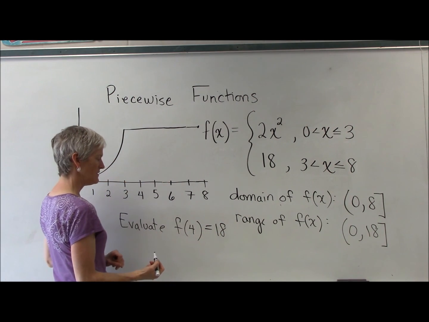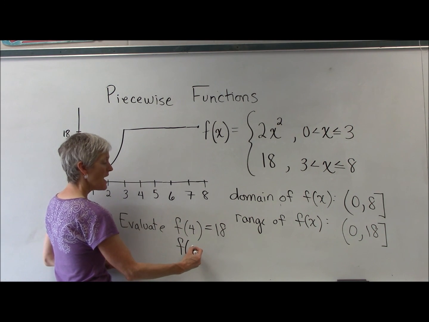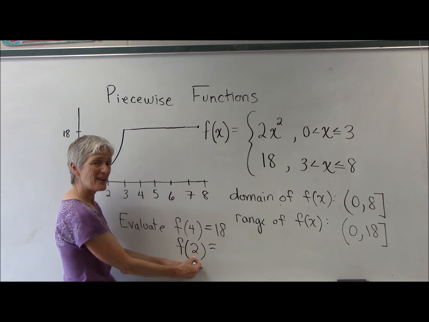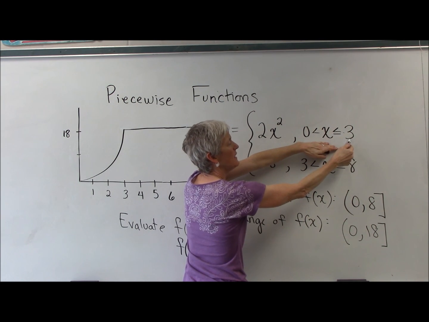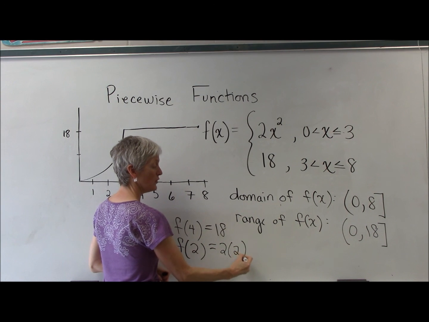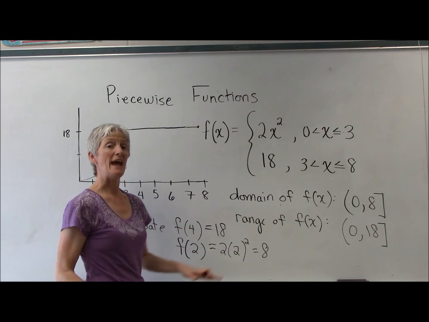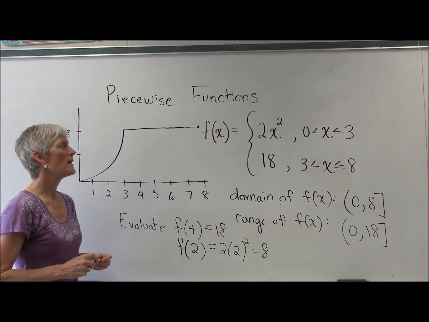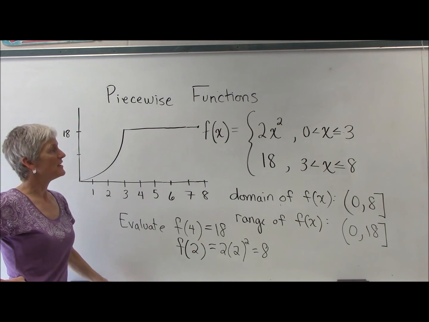Okay, that makes sense. What if I wanted to evaluate f of 2? Let's see, when x is 2, I go to this piece because 2 is between 0 and 3. So I plug in 2 for my x, 2 times 2 squared, which would be 8. So f of 2 would be 8. So I can evaluate piecewise functions, I can find the domain and the range. I can do everything I do with a normal function with a piecewise function.